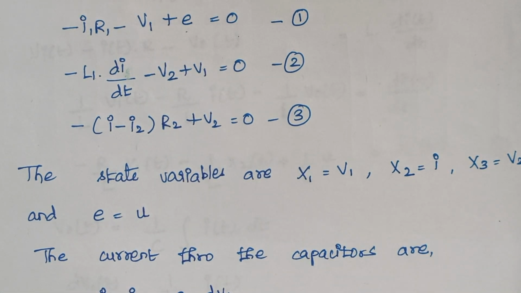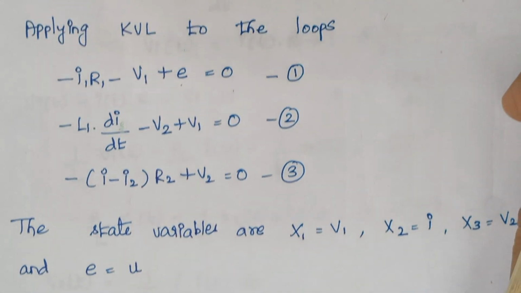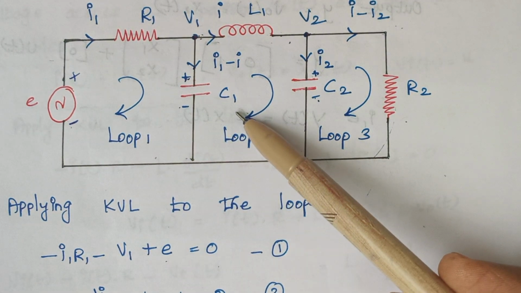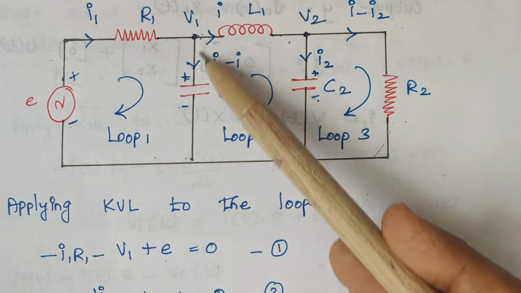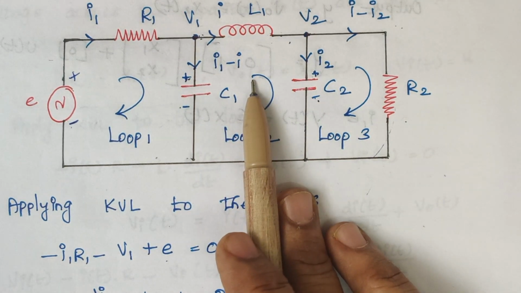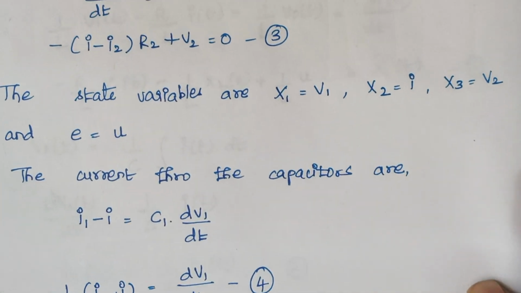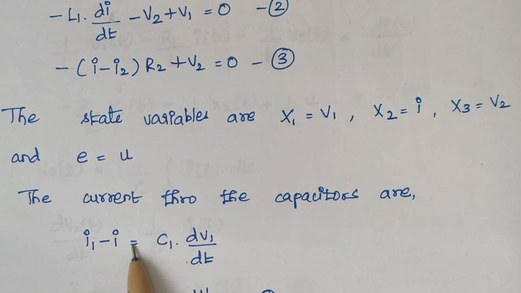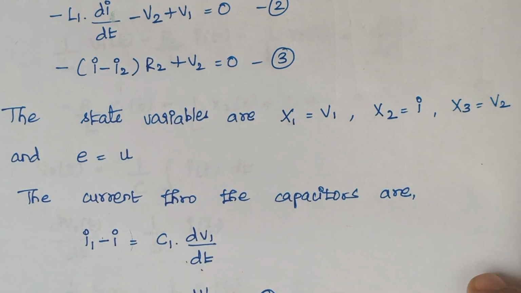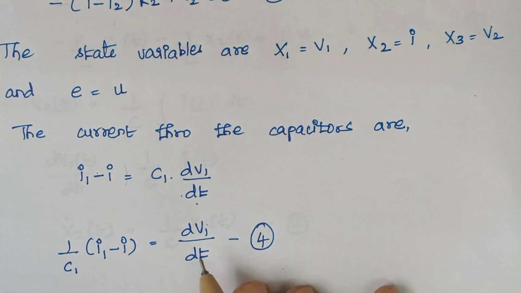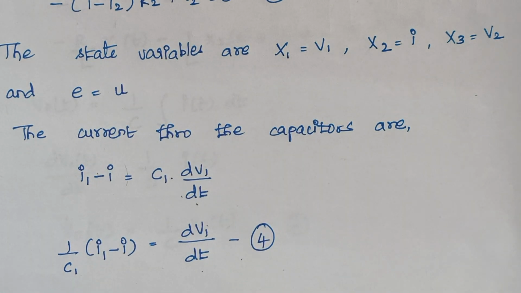Then we proceed with the current flowing through the capacitors. Initially I am considering C1. The actual current flowing through this capacitor is I1 minus I. The expression for current flowing through the capacitor is C1 into dV1 by dt. This is the current from the diagram, and this is the formula for the current through the capacitor; both should be the same. Rearranging, we finally get an expression for dV1 by dt. This is our equation number 4.